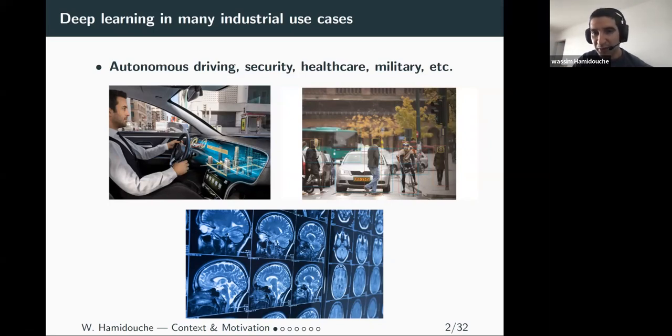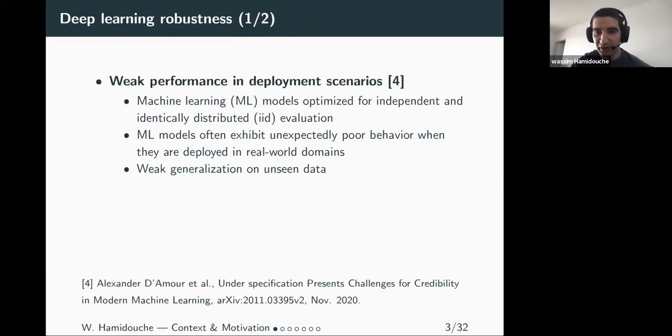So this is the good part of deep learning. Now we can see some limitations of deep learning models. The first limitation was explained very well in a paper by Alexander D'Amour, published in 2020. He emphasized that machine learning models in general are usually optimized on independent and identically distributed data. When they are deployed in a real environment, they exhibit very poor behavior, especially on unseen data or data which do not follow this distribution. This is the first drawback behind the limitation of deployment of learning-based models.